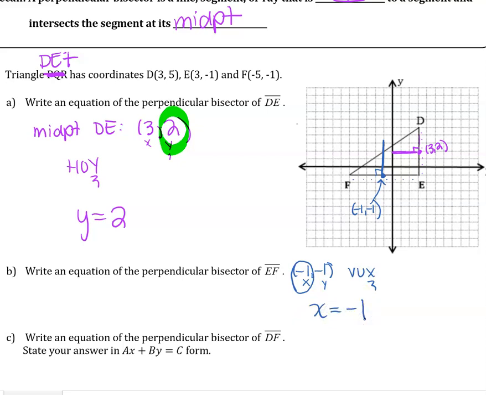The reason I said not that it makes a difference is because these coordinates are the same, but obviously you need to know VUX, we're doing x equals. These just happen to be the same coordinate. Okay.